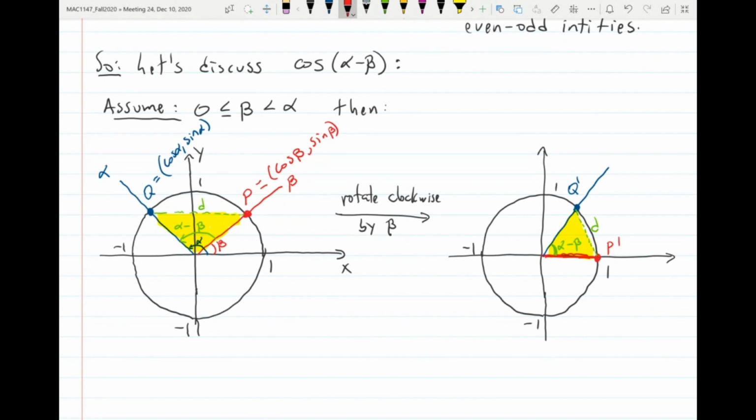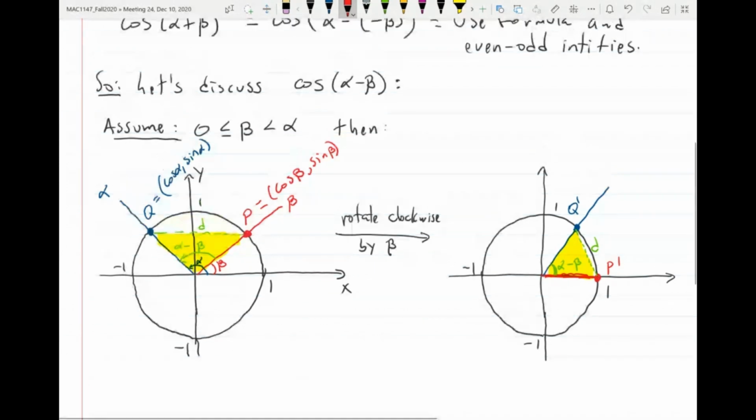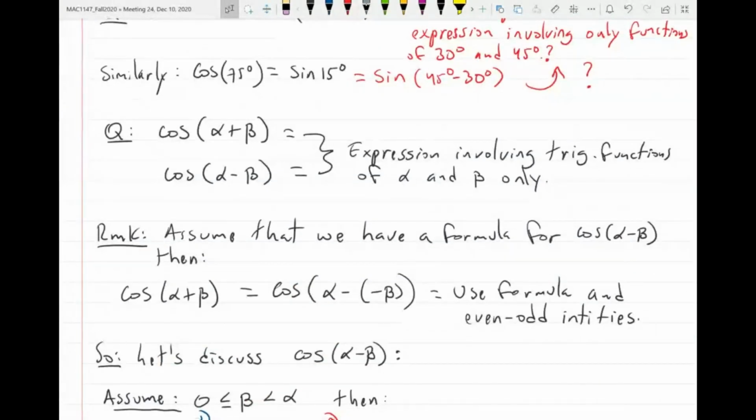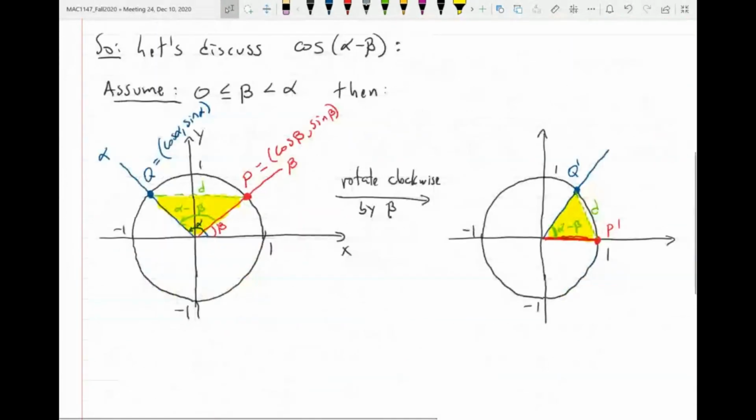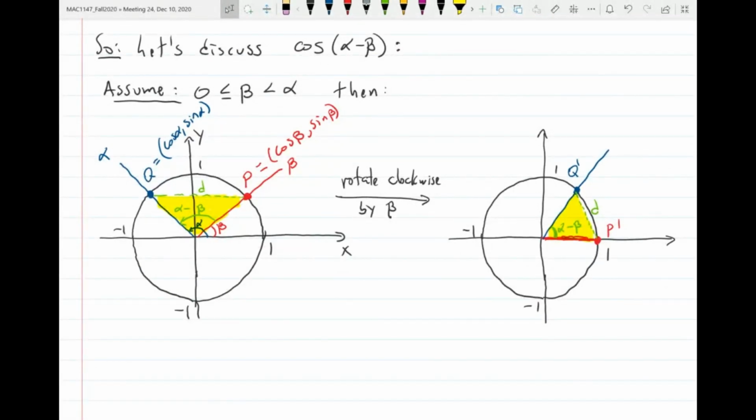Remember, we want to bring these quantities into the picture because what was our goal? To write cosine of alpha minus beta as an expression involving only trigonometric functions of alpha and beta. Okay, so we are in the process of doing this. All right, so that completes our picture on the left. Now let's complete the picture on the right.